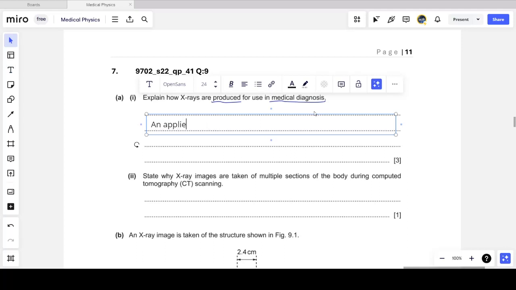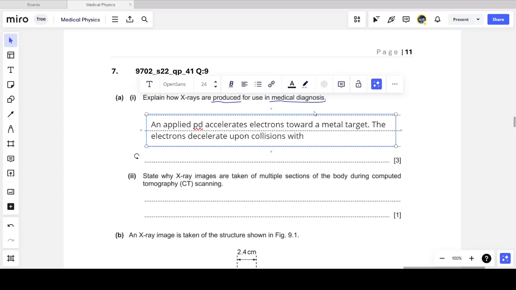Well, we apply a potential difference. I'm going to say PD because I'm lazy, but you shouldn't be as lazy as I am. An applied PD accelerates electrons toward a metal target. You don't really have to specifically talk about cathode and anode. A metal target is perfectly fine. So an applied potential difference accelerates electrons toward a metal target. And what do the electrons do? The electrons decelerate upon the collisions that they undergo with the metal target.